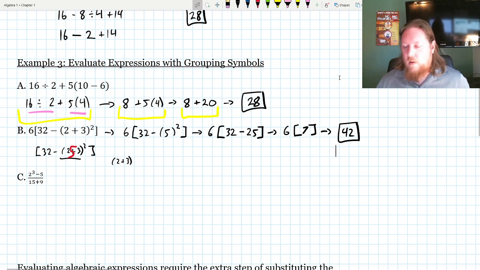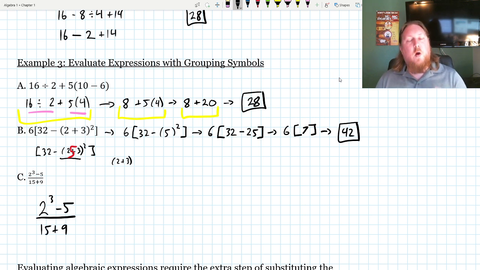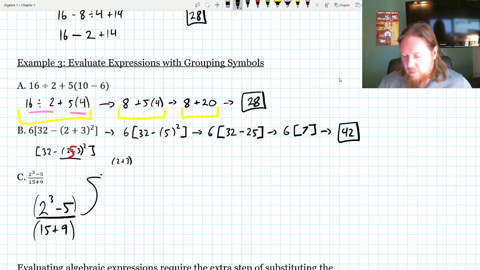C. Now, if you have a hard time seeing this one, sometimes they come out a little bit small. This expression is 2 to the third power minus 5 over 15 plus 9. Now, earlier in the videos, I suggested that fraction bars are a grouping symbol in themselves. You think of it as the numerator is in a set of parentheses, and the denominator is in a set of parentheses. You're going to take care of both of those things individually before you do that division. So let's move it on up here.